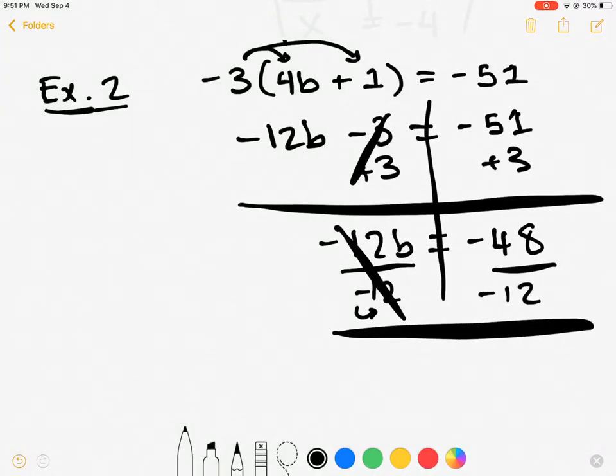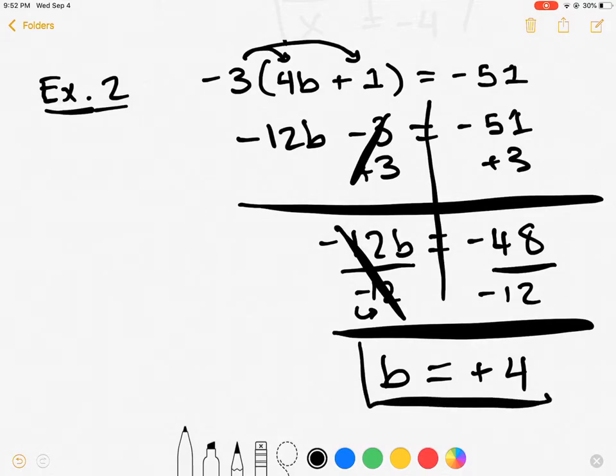And after you've done that, we've got b left on the left side. Our solution here, negative 48 divided by a negative 12. A negative divided by a negative is a positive, and our solution would be a positive 4. So for example 2, we've got positive 4 as a solution. That's the solution and the method of how to solve a problem with distribution.